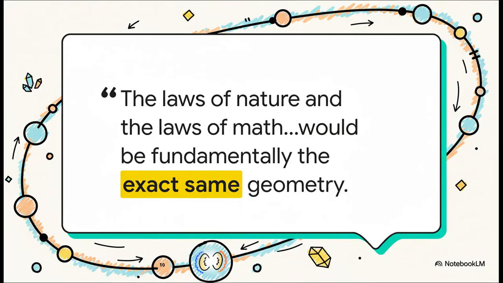Which leaves us with this final, really provocative thought from the source material. If this framework holds true, it suggests something incredibly profound. The rules we see in physics and the abstract laws we discover in mathematics, they aren't just similar, they're not just related. They are, in fact, different reflections of the exact same underlying dynamic geometry that pulses through everything.